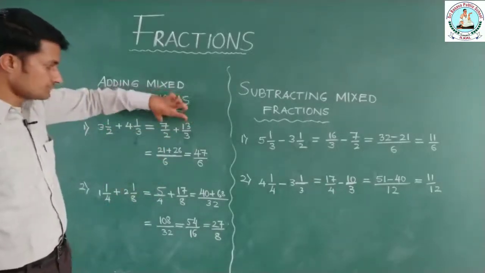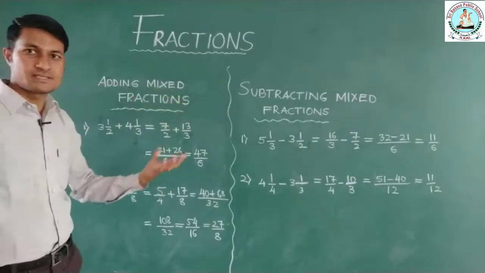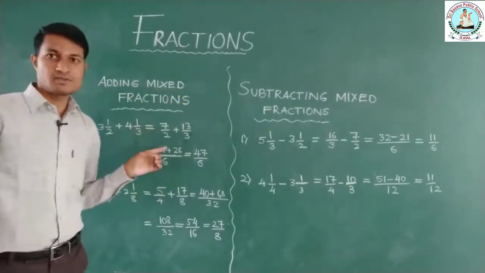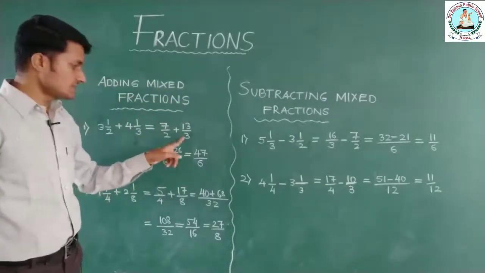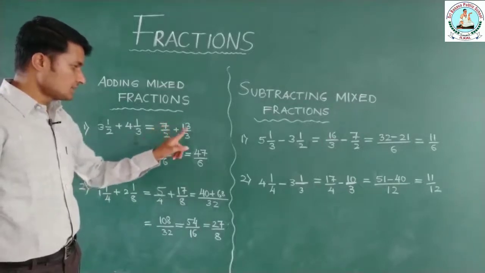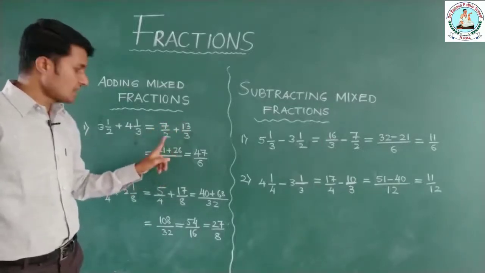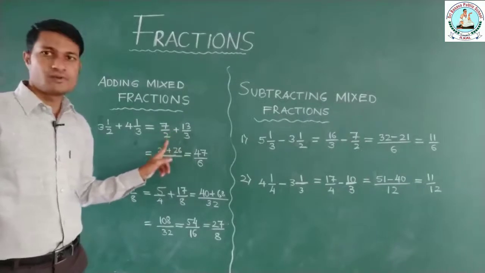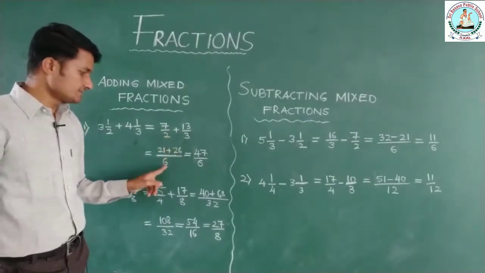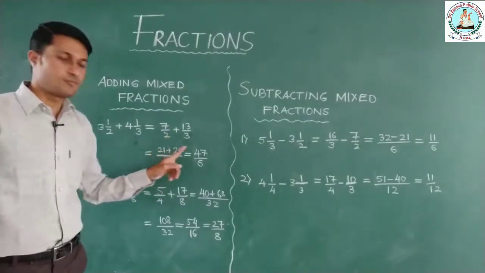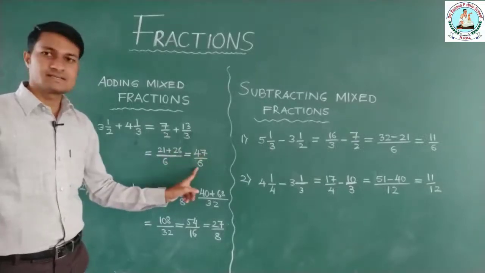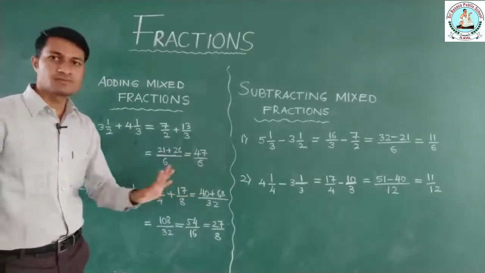Now we got unlike fractions, so easy. Just do the cross multiplication. 7 3s are 21, then 13 2s are 26, and just multiply these two denominators: 2 3s are 6. So 21 plus 26 will be 47 and 6 as it is, because it cannot be simplified, so leave it.